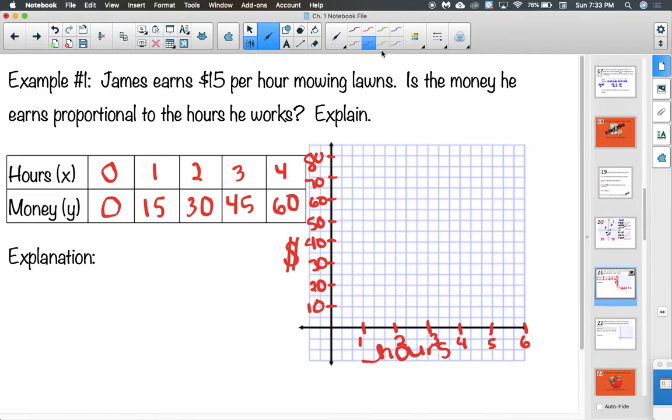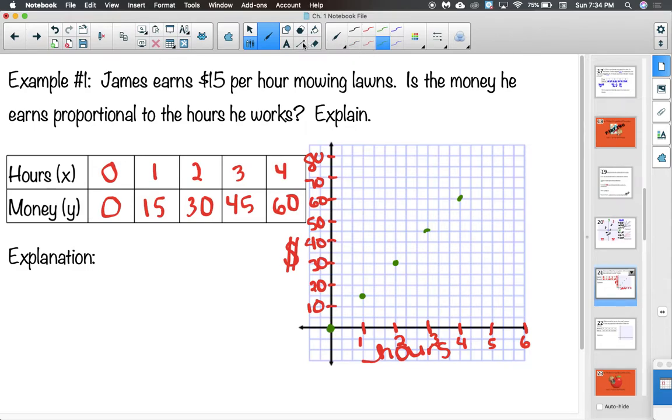All right, so let's plot these points. Remember, the first number is the x number, the second number is the y number, so that's 0, 0. I'm going to walk 0 and jump 0, so I'm plotting my point at the origin. Next is 1, 15, so I walk over to 1 hour and I find where $15 would be on the y coordinate and place a point there. 2 hours, $30. 3 hours, $45. 4 hours, $60.